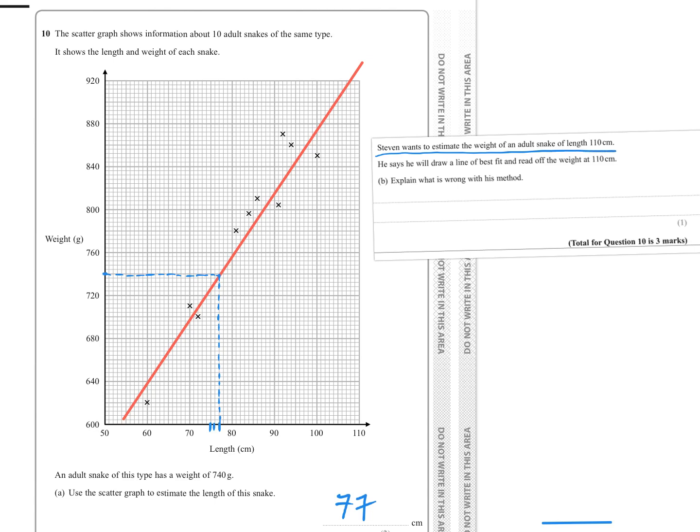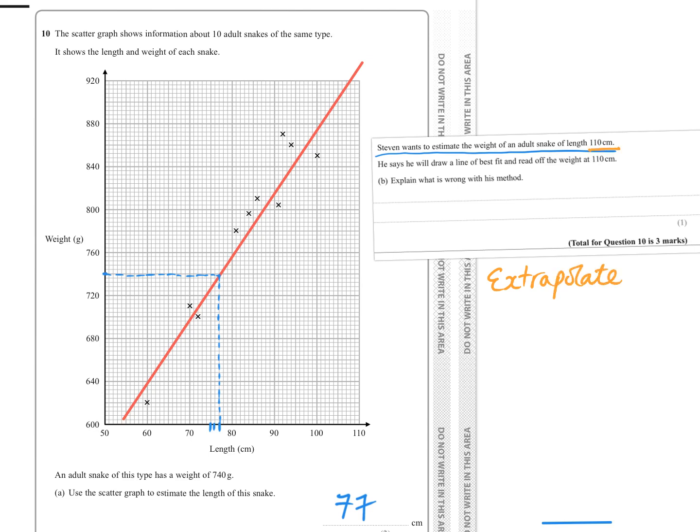Then the next part says, Stephen wants to estimate the weight of an adult snake of length 110 centimetres. He says he will draw a line of best fit and read off the weight at 110. Explain what is wrong with his method. Well, what's wrong with this? I don't know if you've heard this word before. Extrapolate.